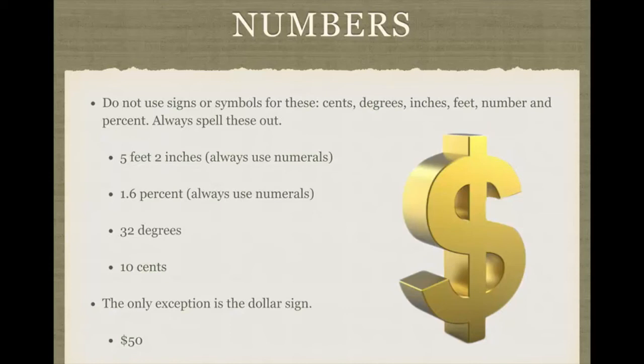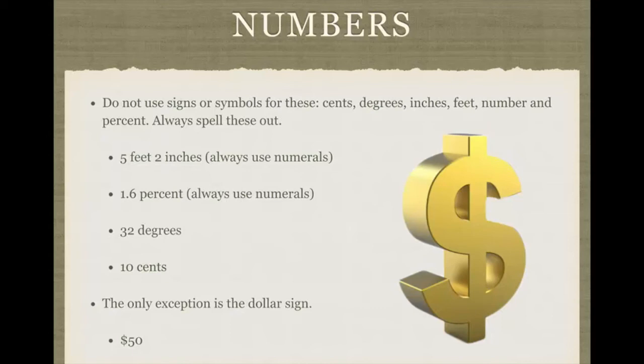Okay, another really important thing is we do not use signs or symbols for any of these. The following that you see up on the screen: cents, degrees, inches, feet, number, and percent. So if you look at the examples there, 5 feet 2 inches, you wouldn't write 5 with the one single quote mark and then 2 and the double quote mark. You would actually write that out. You also notice that whenever you're dealing with height or percentages or degrees, you always use the numbers, even though I just told you 1 through 9 is always spelled out, except for when you're dealing with certain situations.